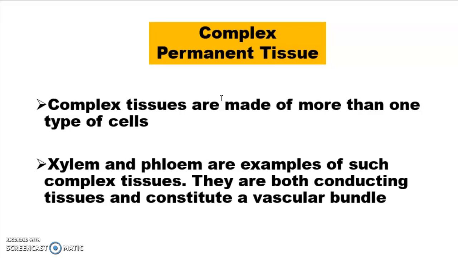Basically, xylem and phloem, these are the complex tissues. Both have conducting functions. They are conducting tissues. If we talk about the xylem, it is responsible for conducting water and minerals, while phloem is responsible for transporting the food from various parts of the tree. And both xylem and phloem constitute the vascular bundle of the tree.